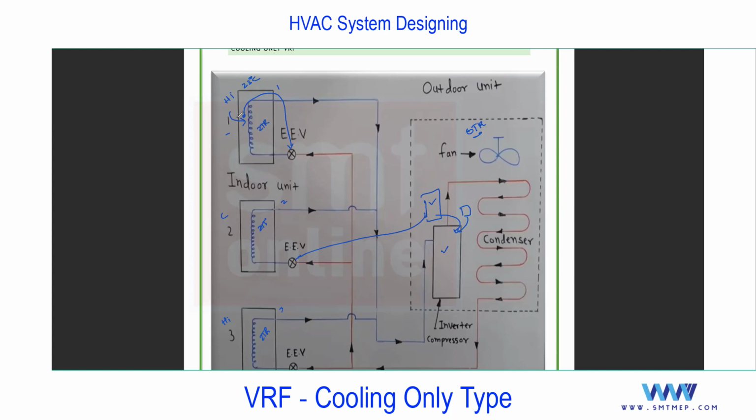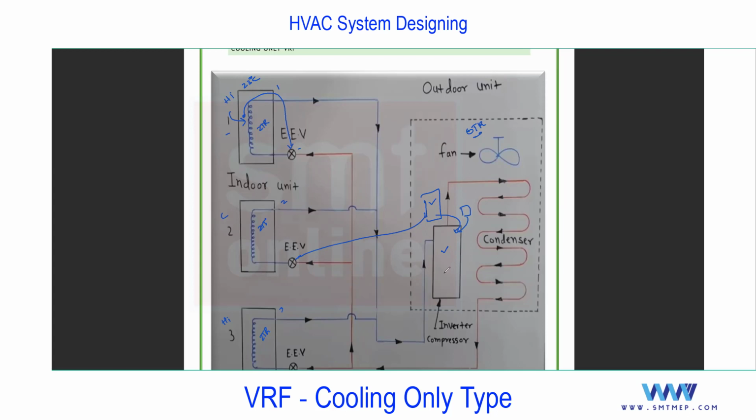So if the temperatures are attained, what will happen? The electronic expansion valve will close, or as the temperature decreases in the room, it will start closing. And when the temperature is attained, it will be completely closed. And this is sending the signal to the outdoor unit, and according to that, automatically the compressor speed will reduce. And reducing the compressor speed will reduce the flow, or the volume, of refrigerant.